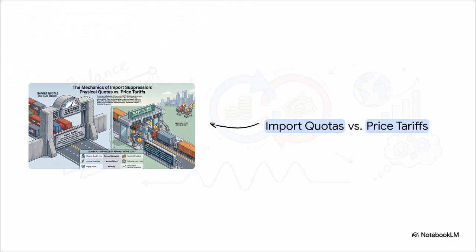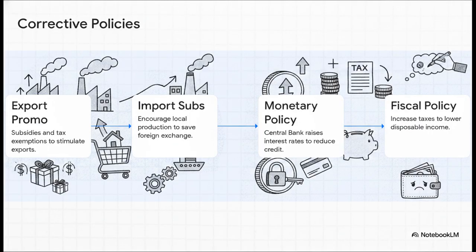They inflate the price of the foreign good, with the hope that the higher price tag will deter local consumers from actually buying it. But it's not all about blocking borders. Domestically, governments have a whole toolkit of corrective policies they can deploy. They can stimulate their own exports by handing out subsidies or tax exemptions to local businesses. They can push to produce import substitutes, which just means making things locally so you don't have to buy them from abroad. And they can pull some massive macroeconomic levers.